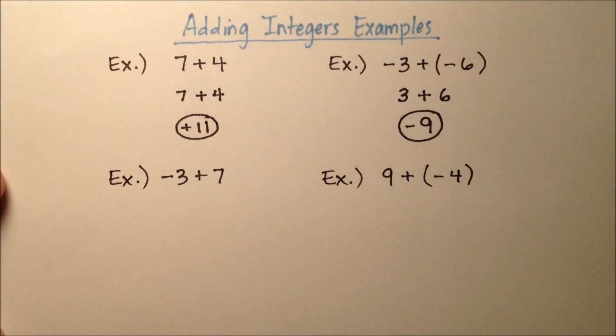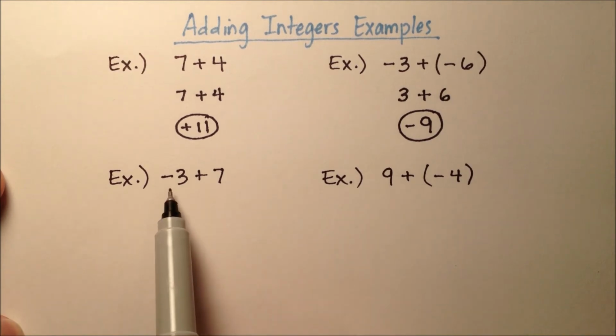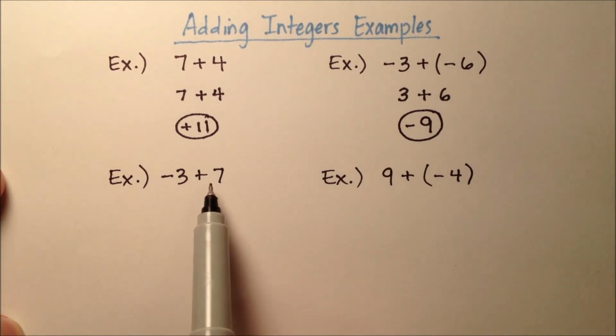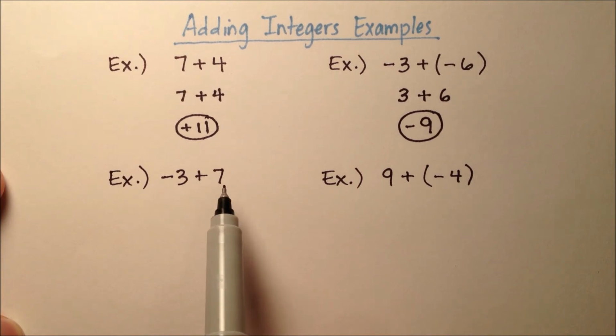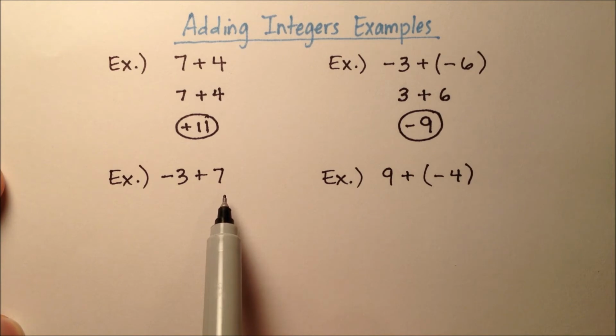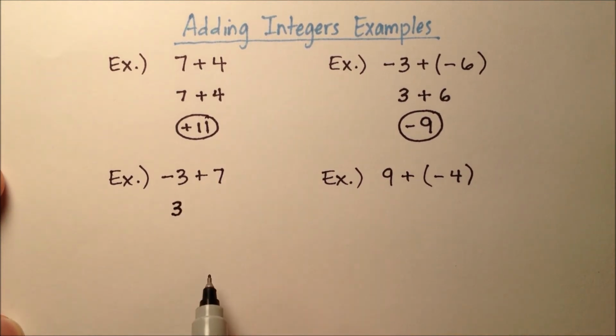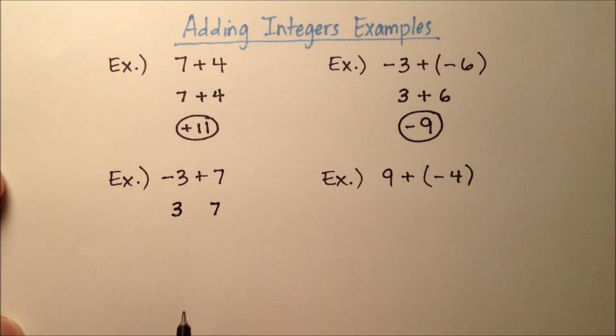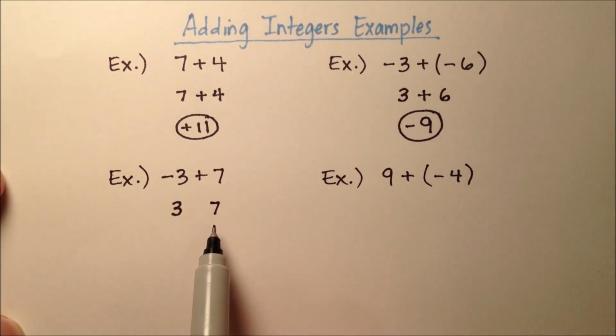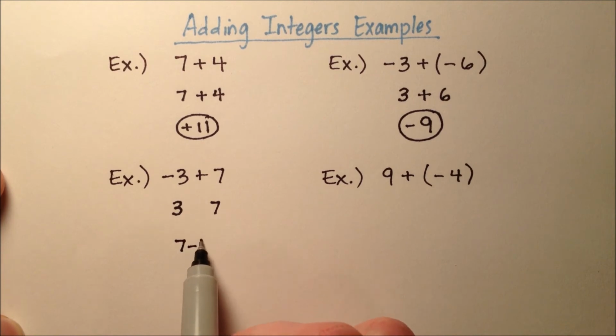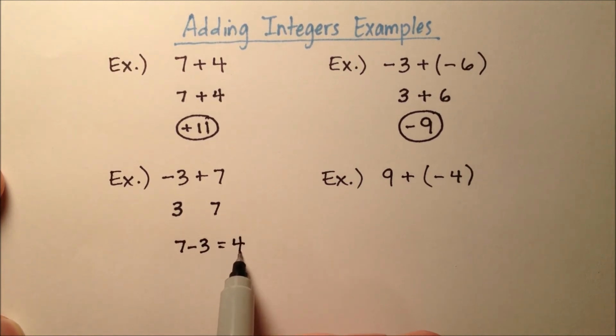In the next two examples, you'll notice that the addends have different signs. In this case, the 3 is negative and the 7 is positive. So what was the rule? Well, we're going to take the absolute values and then subtract them this time and keep the sign of the larger. The absolute value of -3 is 3. And the absolute value of 7 is 7. So now we're going to subtract them. So 7 minus 3 equals 4.